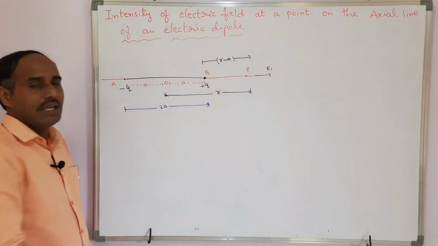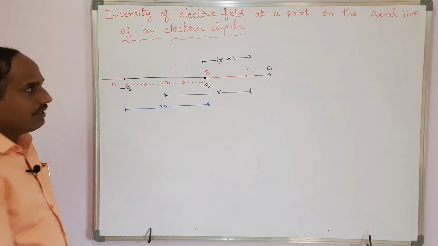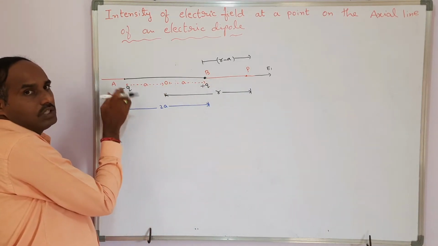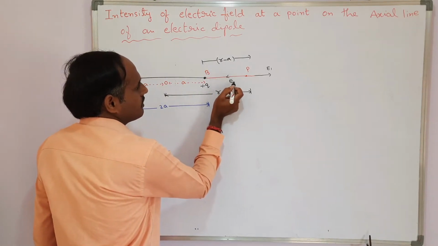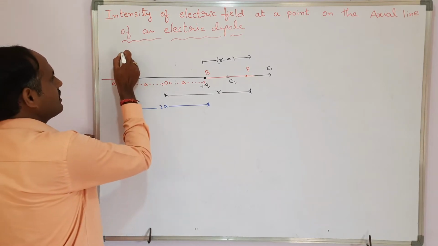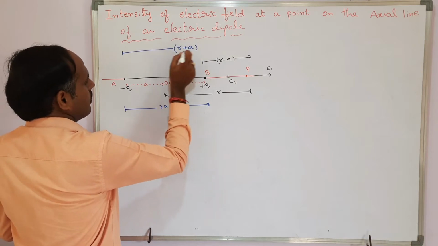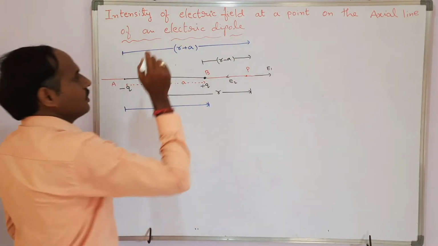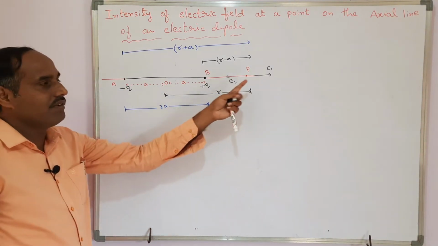So r minus a is the distance of point P from the positive charge, and the direction of the electric field at point P due to the negative charge is towards it, meaning along PA. Here it is E2, and this point P is at a distance of r plus a from the negative charge. So now I would like to write the expression for E1 and E2.